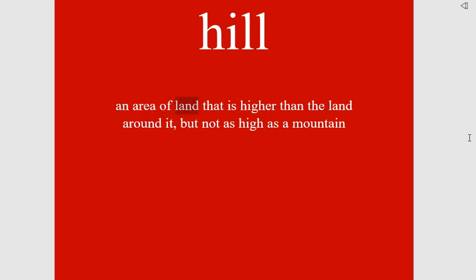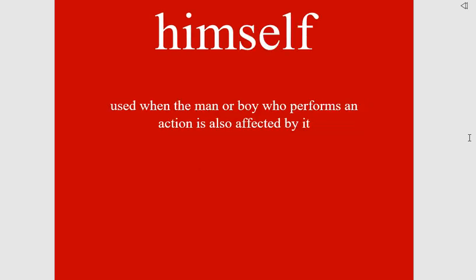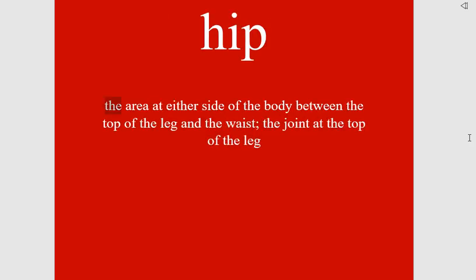Hill. An area of land that is higher than the land around it, but not as high as a mountain. Him. Used as the object of a verb, after the verb be or after a preposition to refer to a male person or animal that has already been mentioned or is easily identified. Himself. Used when the man or boy who performs an action is also affected by it. Hip. The area at either side of the body between the top of the leg and the waist, the joint at the top of the leg.